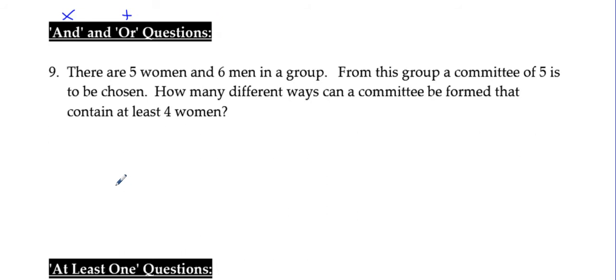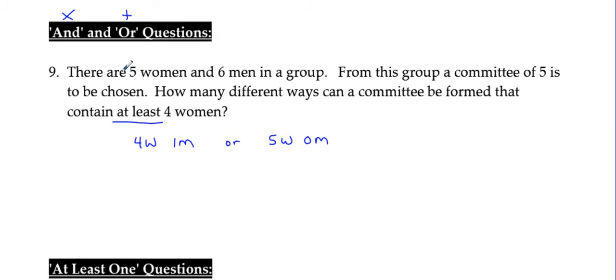There are 5 women and 6 men in a group. From this group, a committee of 5 is to be chosen. How many different ways can a committee be formed that contain at least 4 women? Well, you have to be really careful by reading those words "at least". A lot of people miss that and they only do an example for 4 women. At least means you can have 4 women and 1 man, or you can have 5 women and no men.